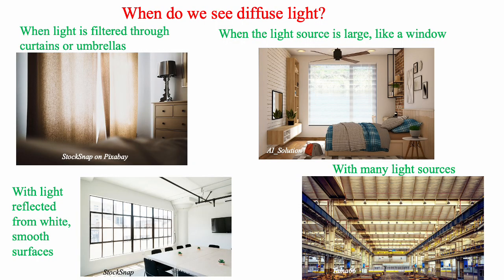Here are some other situations where we see diffuse light other than the overcast day. We see it when light is filtered through curtains or umbrellas, when the light source is large, like this window, when light is reflected from white, smooth surfaces, and when there are many light sources.